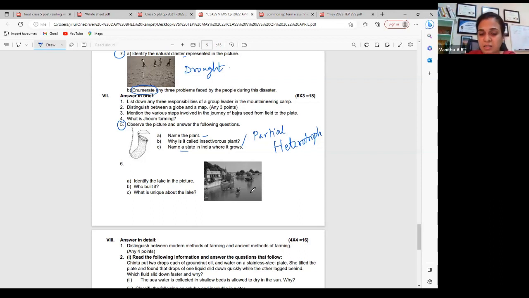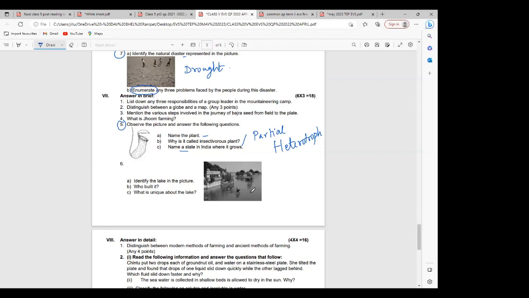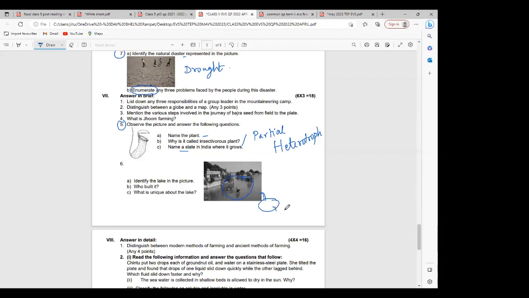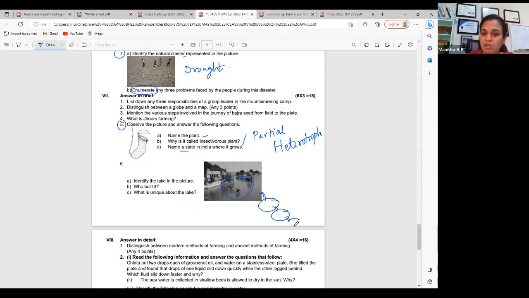Now, identify the lake in the picture. If you're following an NCERT textbook, you might be knowing this. This is what lake, teachers? Lake Gadsisar, I believe. What is unique about this lake is that when it fills, it is constructed in such a way that there are 9 lakes. Once this is filled, the water doesn't go wasted. It fills all the other 9 lakes, so throughout the year they get water.